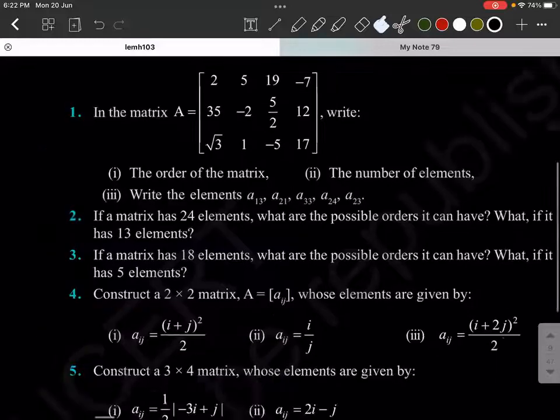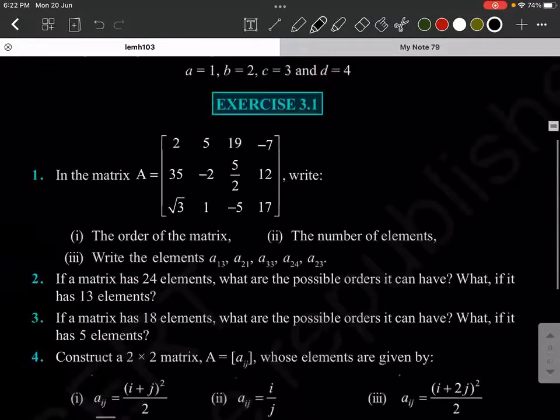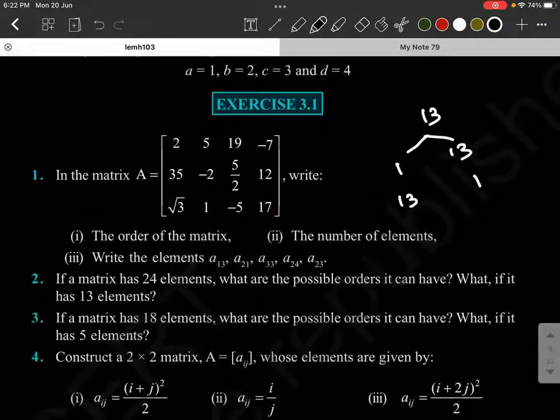What if it has 13 elements? 13 is a prime number: 1 by 13 or 13 by 1. So it will have only 2 matrices.